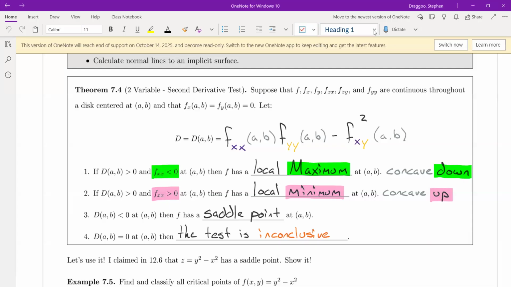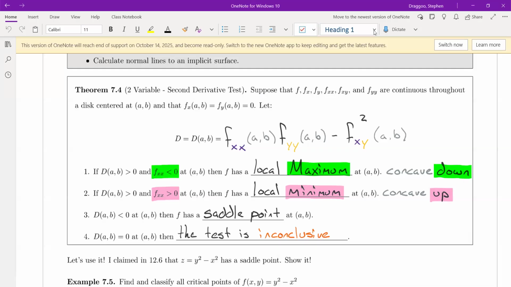Ta-da. So finally, if this thing comes out to 0, one easy way that could happen is if one of the second order straight partials is 0, meaning that there's no concavity at that point. We might not learn anything.